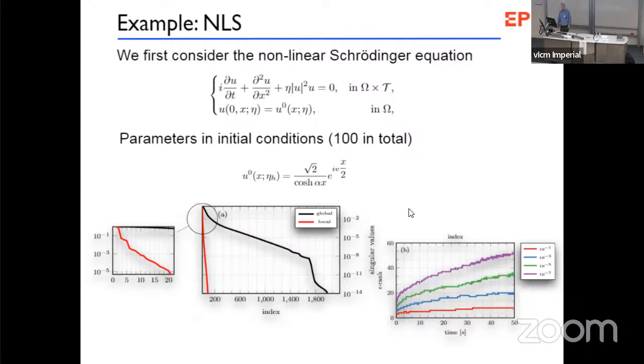Propagation in optical fibers, for instance. And the key one is sort of this one. So the parameter here is the initial conditions. So you want to run it for a large number of initial conditions.